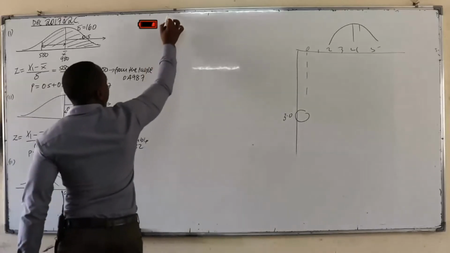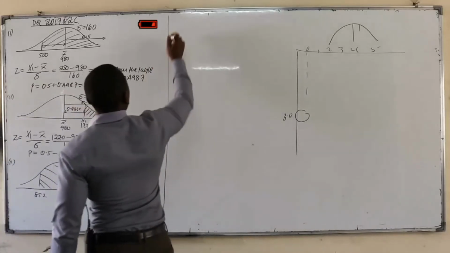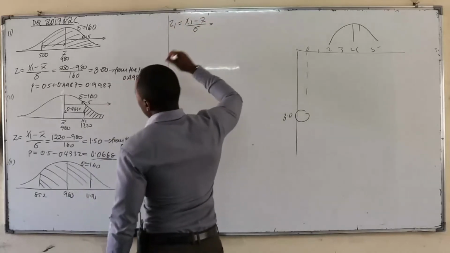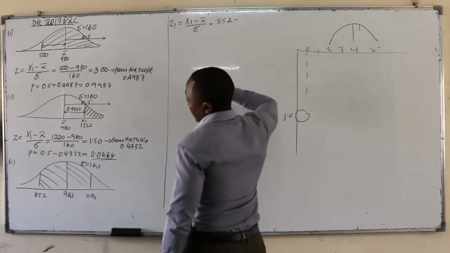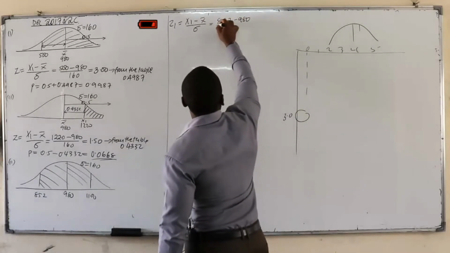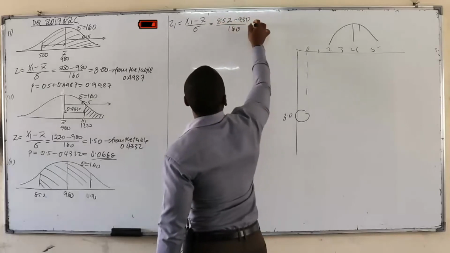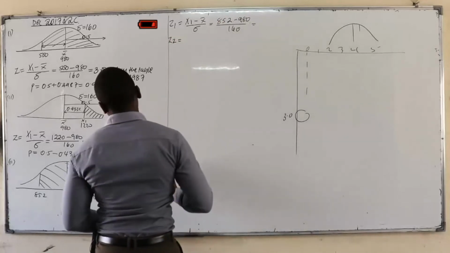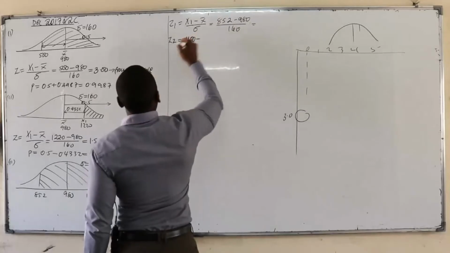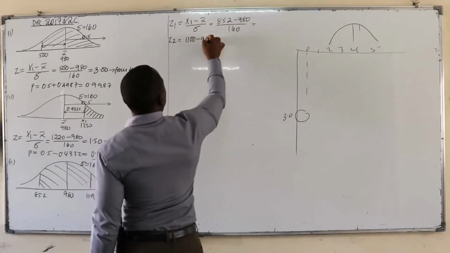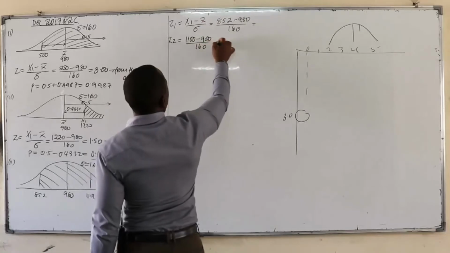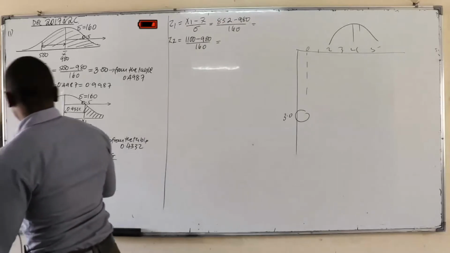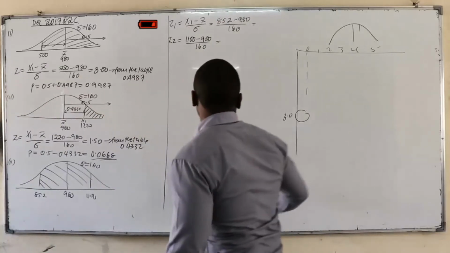So to get the required part in this case, we have to compute two Zs. Z1 is X1 minus X bar over standard deviation. So X1 will take 852, X bar is 980, standard deviation is 160. Then we compute also Z2. Now for Z2 use 1100, so it is 1100 minus X bar, which is 980, over standard deviation 160. Then you ignore the sign, you ignore the negative. Negative means it's on the lower side, positive means on the upper side, but it has no effect on our probability.